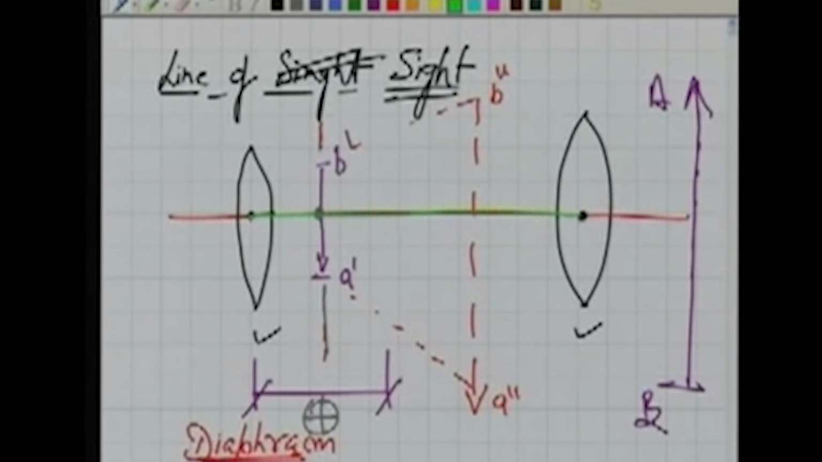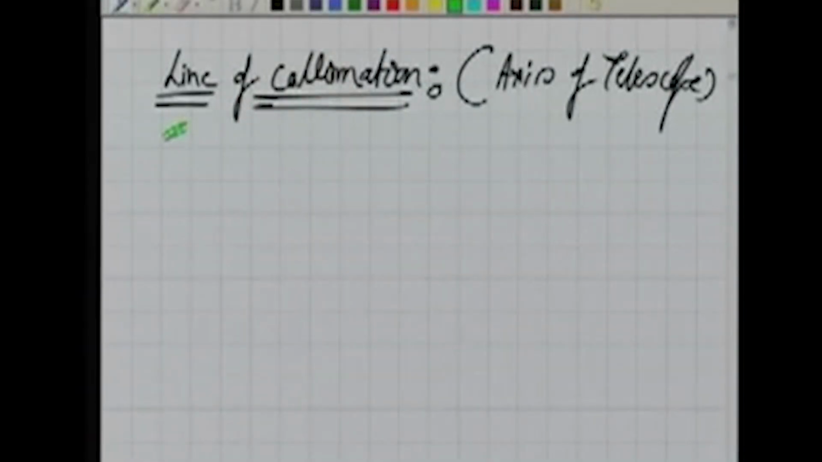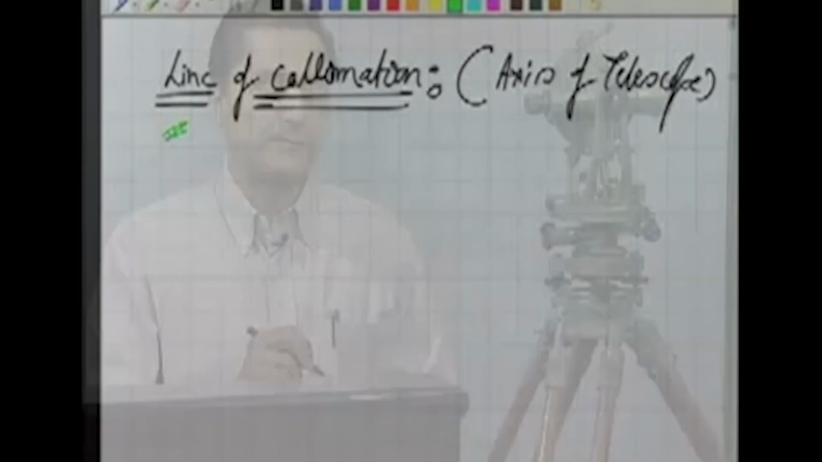Ideally, these two lines, the line of sight and the line of collimation, should be the same. This is how the instruments are made, but they may be slightly in error also. They may not be constant. So, that is the line of collimation. So, we have seen the cross wire, the line of collimation, the line of sight. Well, we go further now.